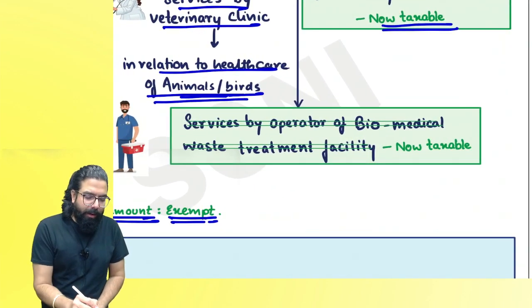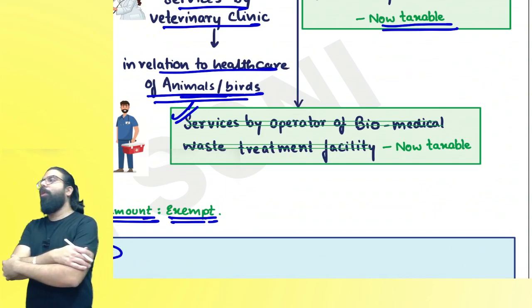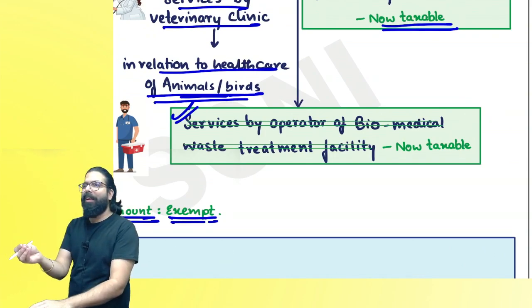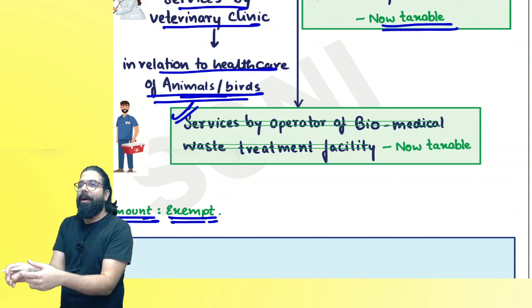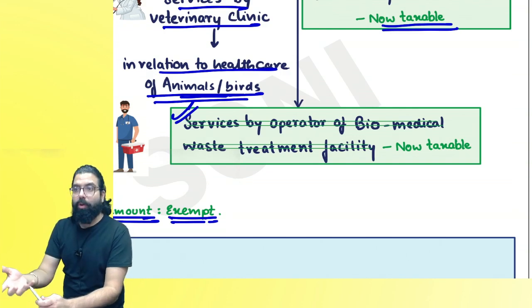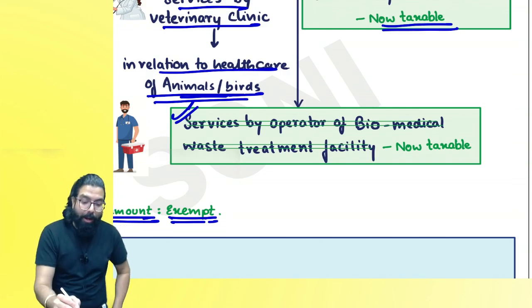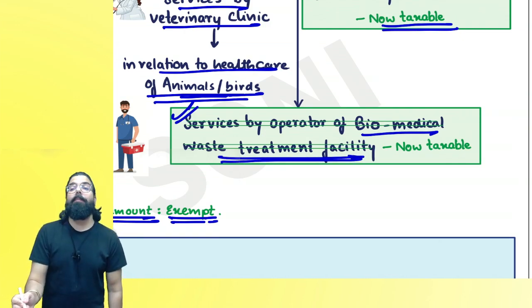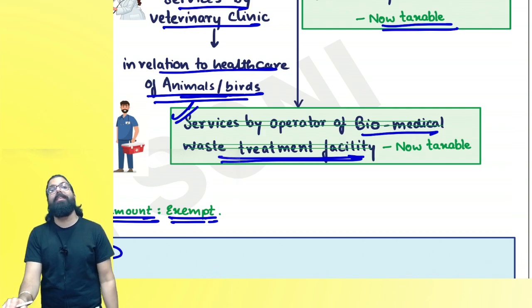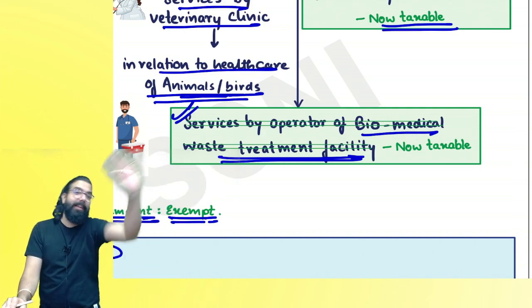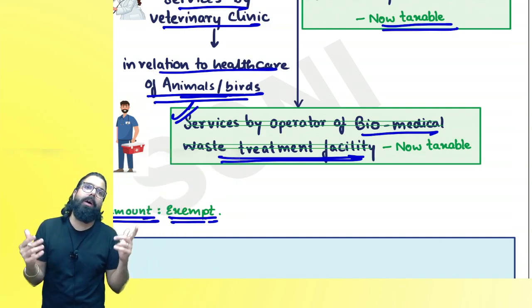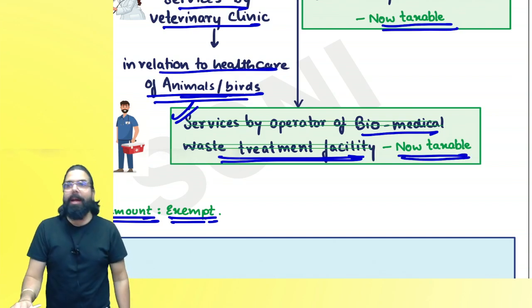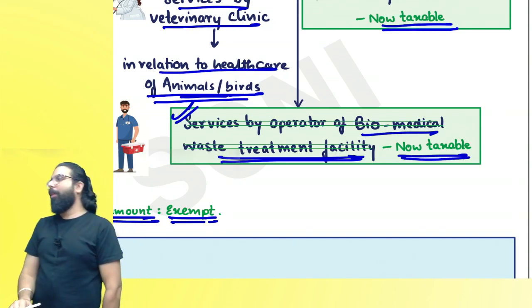Everyone over here now. Sir, you know what? All these hospitals will have garbage: cotton, syringes, waste blood, organs, etc. They will not throw it on the road. For this, there are biomedical waste treatment facilities who will come and collect the garbage and go. Now, the biomedical treatment facility services to hospitals were earlier exempt. Now, government told we want money and it is made taxable. Are we all clear till here?